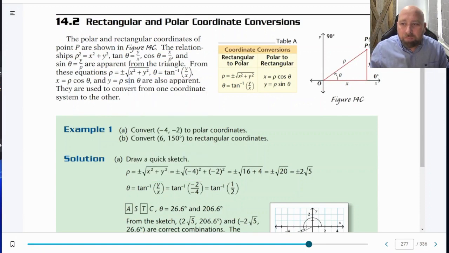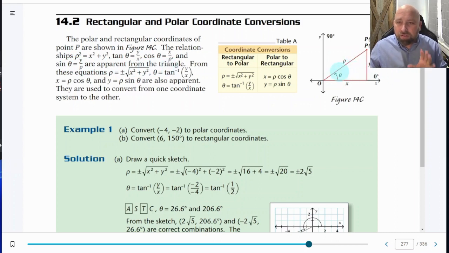So here we go. The polar and rectangular coordinates of point P are shown in this figure. Okay, so here's the figure. The relationship is rho squared equals x squared plus y squared. That should look familiar. That's the Pythagorean theorem. So this is your r squared or your c squared, and this is your a squared and b squared. And then it is also the tangent of theta equals y over x, cosine theta equals x over rho, and the sine of theta equals y over rho are apparent from the triangle.